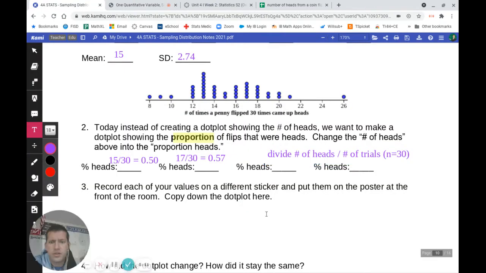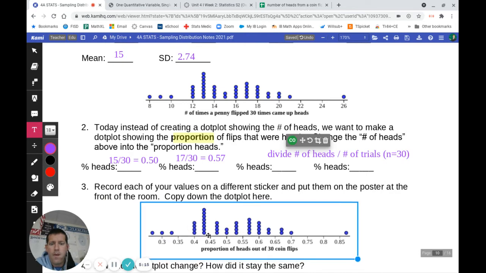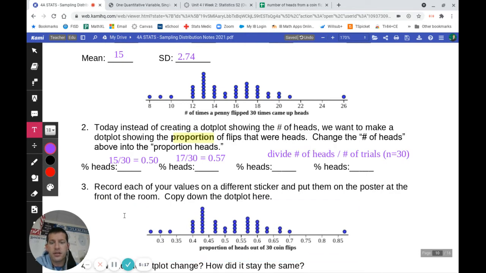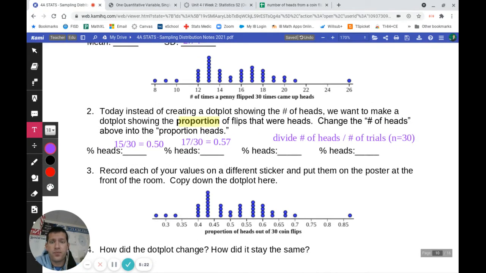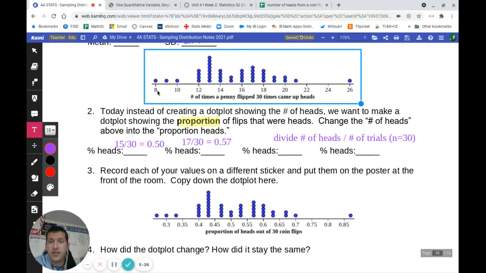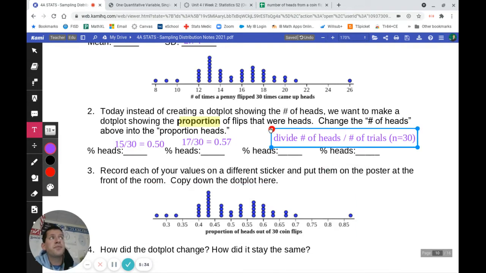So back to our notes, I'm just going to paste it. And then we want to analyze this. How did it change? How did it stay the same? What's different is instead of going from 8 to 26, we go from below 0.3 to above 0.85. So our scale has changed.